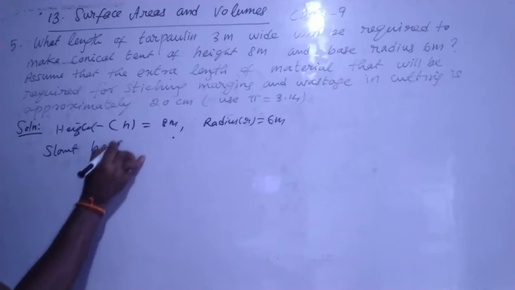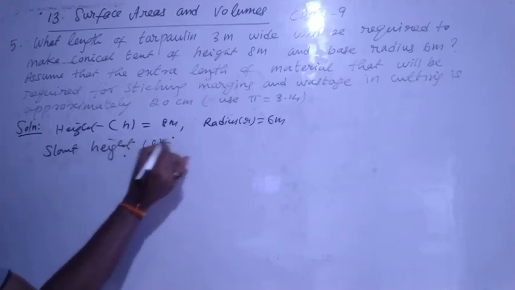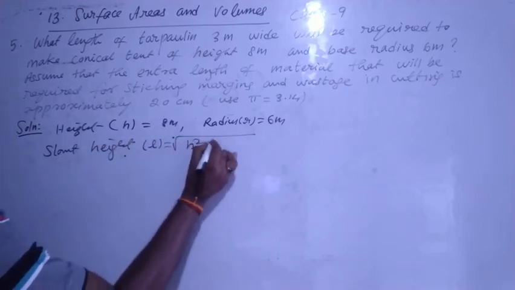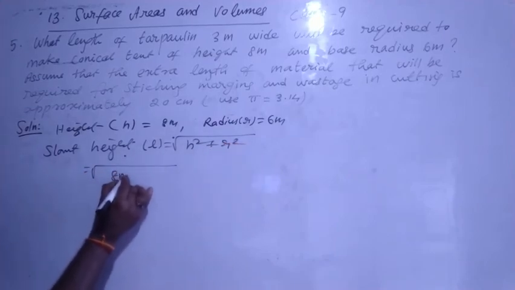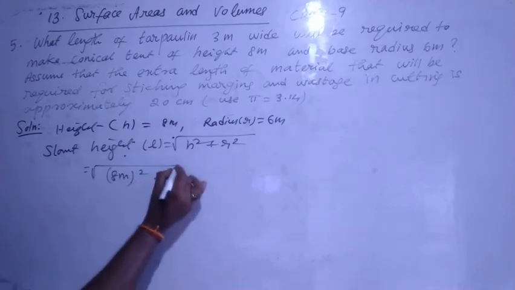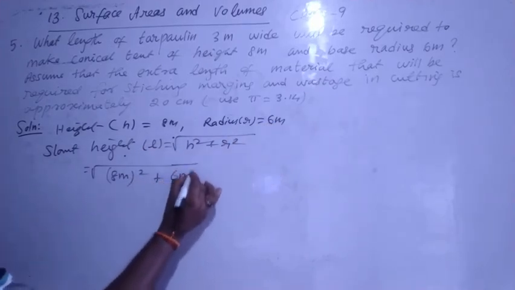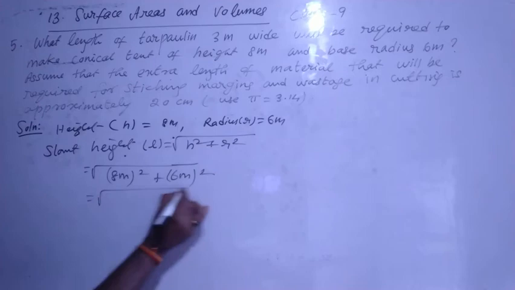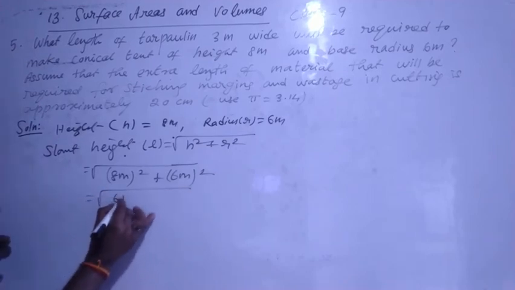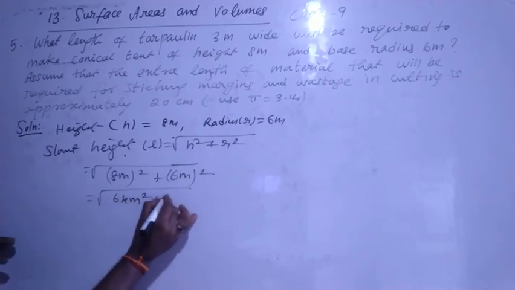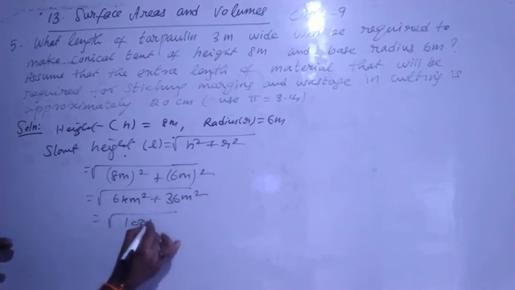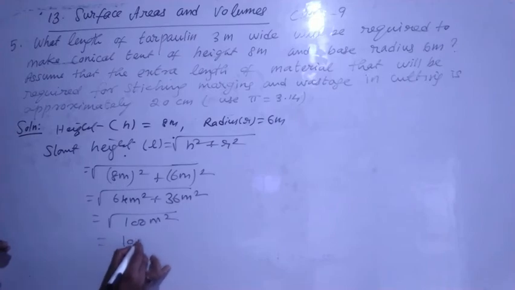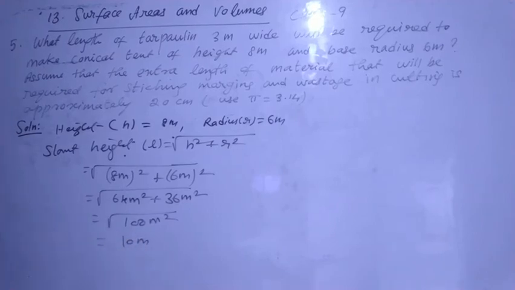Slant height L is equal to root over h square plus r square. That is equal to root over 8 meter the whole square plus 6 meter the whole square. 8 eights are 64 meter square and 6 sixes are 36 meter square. All together it is root over 100 meter square. That means it is 10 meter. 10 tens are 100, we know, right? So we know the slant height of the conical tent.